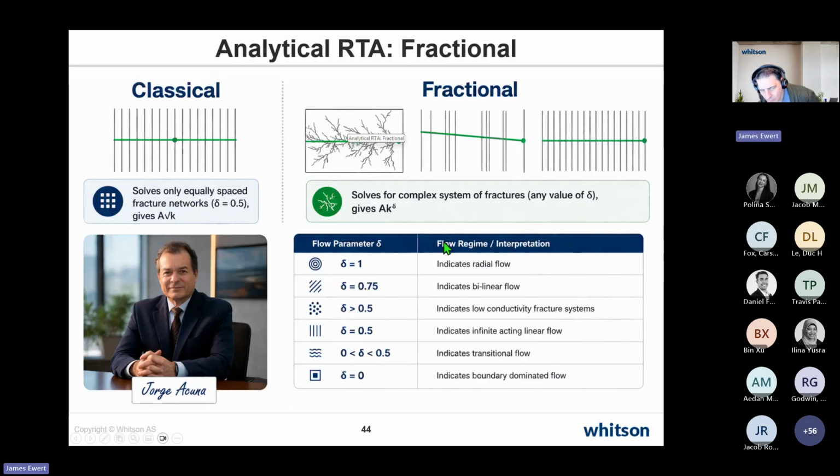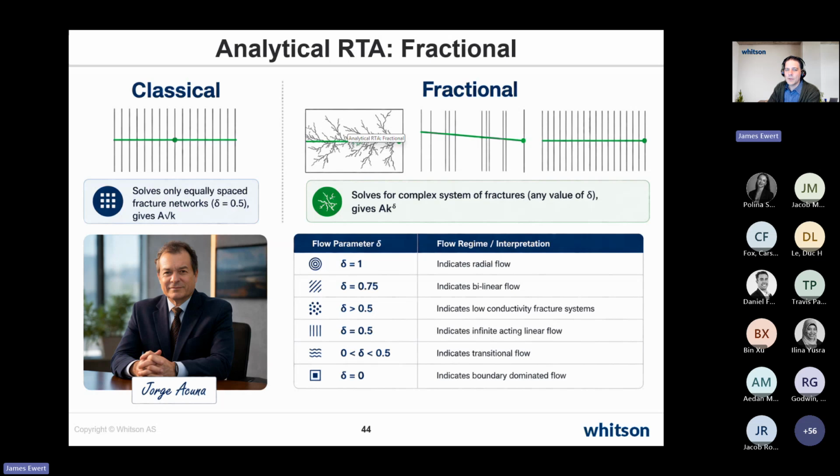Now, fractional RTA was developed by Jorge Acuna during his time at Chevron, and it was originally done for fracture clustering, and there's value there. But what's interesting is when people develop tools, you can use them in different ways or ways that maybe they weren't considered to be used before. And so on your screen at the top left in the numbers that you see, you're going to see a delta value. That's the value we really care about.